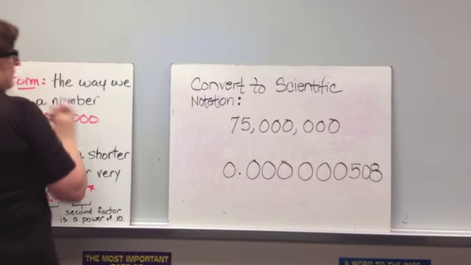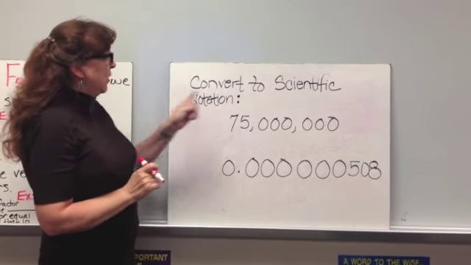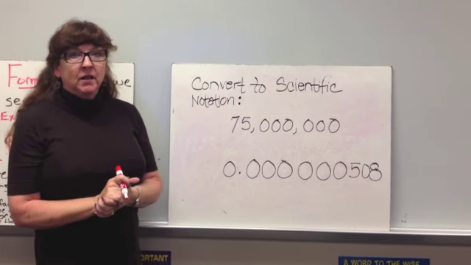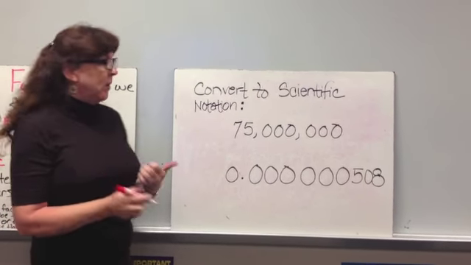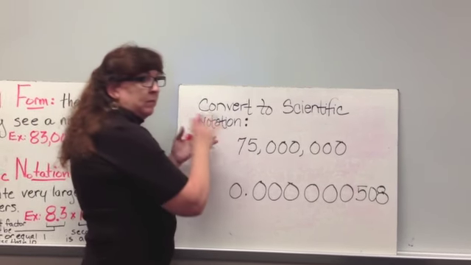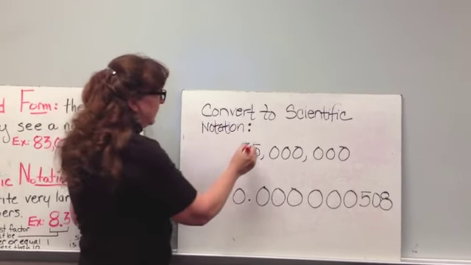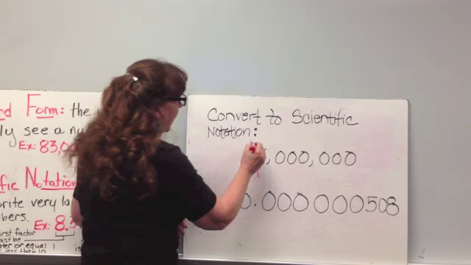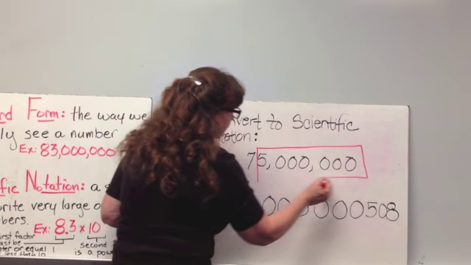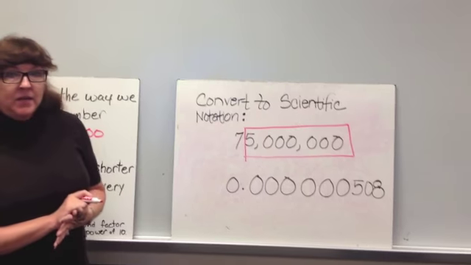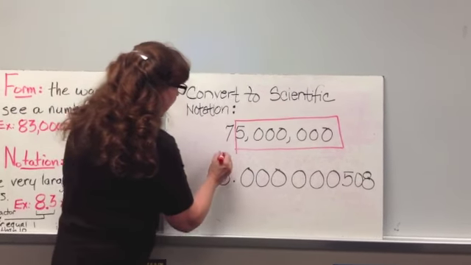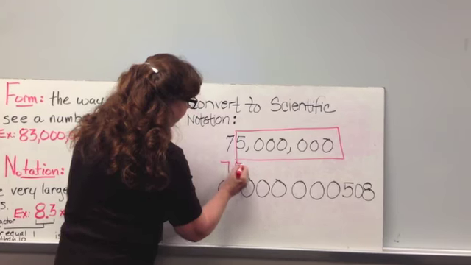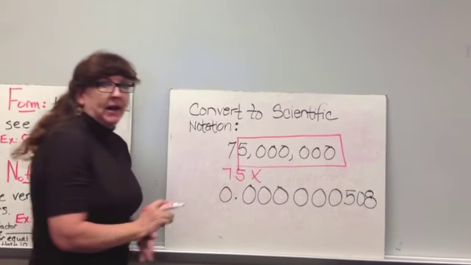Okay, the first couple of examples, we're going to convert to scientific notation. Well, according to our rules, we know it has to be a number that's greater than 1 and less than 10. So I like to come over here and I'll go ahead and put my line, and then I would go ahead and put a box around the rest of those numbers. So I know I'm going to have 7.5. I need a multiplication sign.